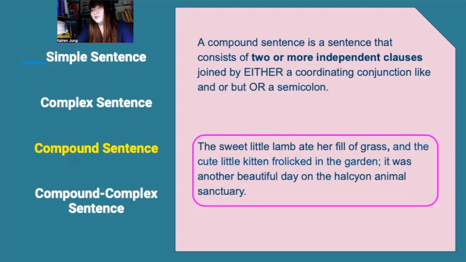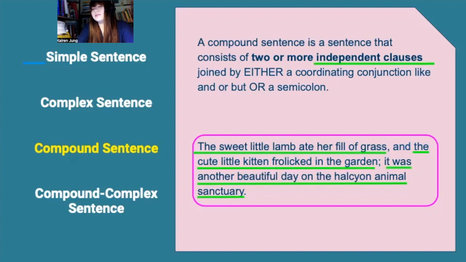Let's read this example sentence. The sweet little lamb ate her fill of grass, and the cute little kitten frolicked in the garden. It was another beautiful day on the Halcyon Animal Sanctuary. A point of vocabulary here: Halcyon is another word for heavenly. Note that this sentence consists of 3 independent clauses joined together.